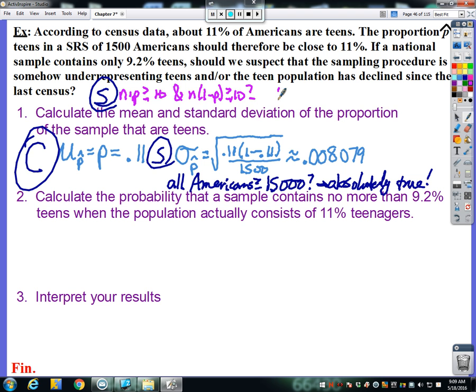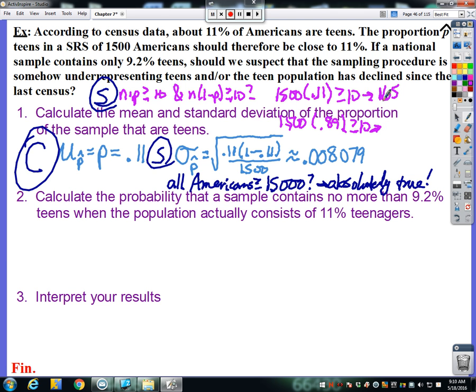Well, n being my sample size is 1,500, so I'm going to take 1,500 times 11%, and we're going to take 1,500 times, what, 89% would be 1 minus 0.11. And are both of those greater than or equal to 10? Well, the 1,500 times 11% is 165, which means the other really needs to be the leftover of the 1,500 compared to the 165.